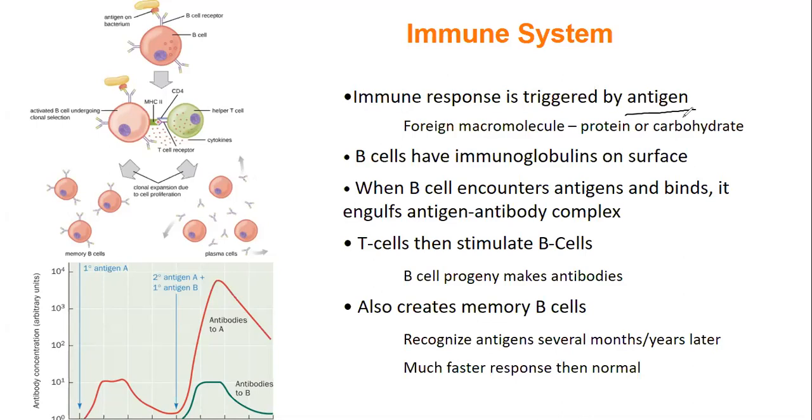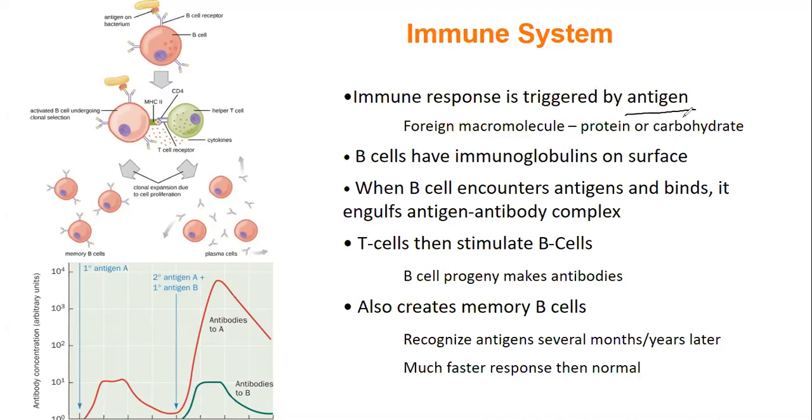What generally happens is that we have B cells, and on the surface of B cells, we have immunoglobulins. Certain B cells can bind certain antigens, and when it binds this antigen, it engulfs this whole antigen-antibody complex. So it kind of eats it. Then we have T cells that can stimulate B cells, and these B cells can start spitting out antibodies. These antibodies will bind the same antigen, and we will start recognizing any foreign material.